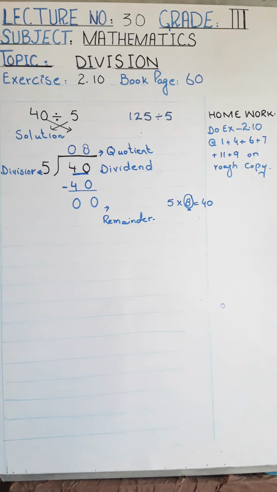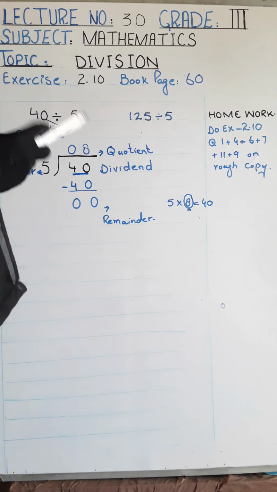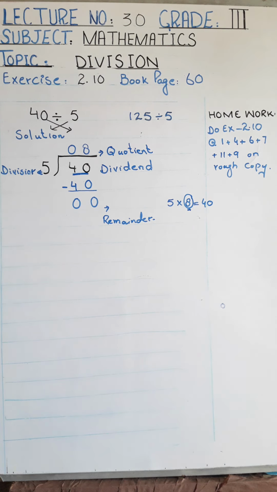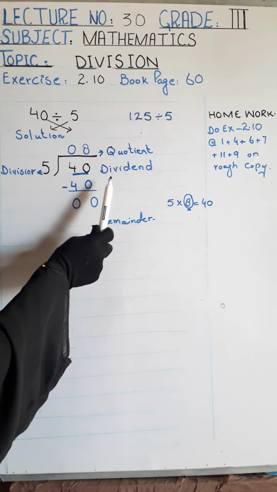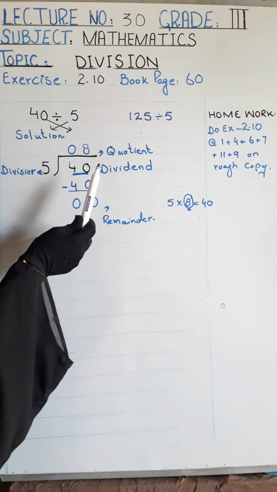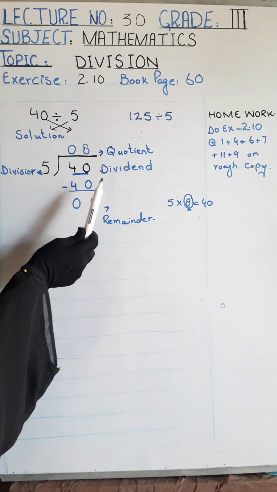Remember, students, once again: in a division question, we set up the numbers when we use the long division method. Suppose we draw a stage. We write the greater number inside here, and we write the smaller number outside. Then the greater number, the inside number, is called the dividend.